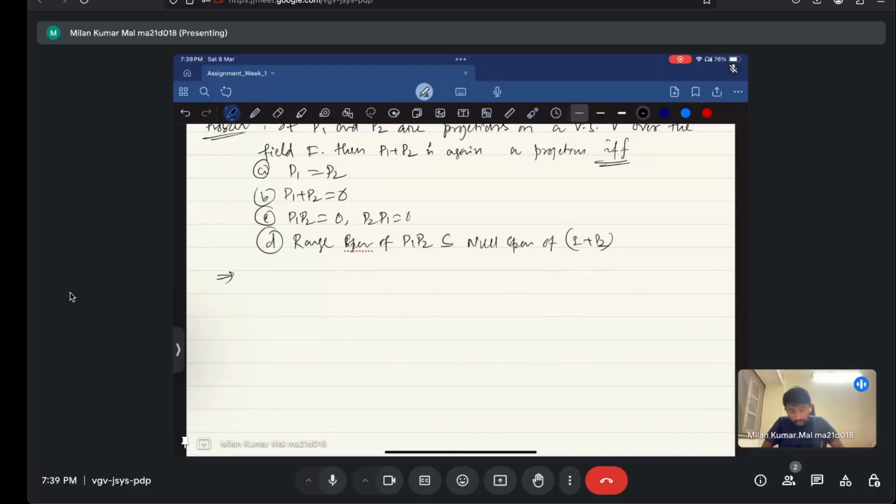So if P1 equals P2, and for example take P1 equal to the identity, then 2P1 is not a projection. Why is it not a projection? As (2I) squared is equal to 4I, which is not 2I. Okay, so that is the first one.